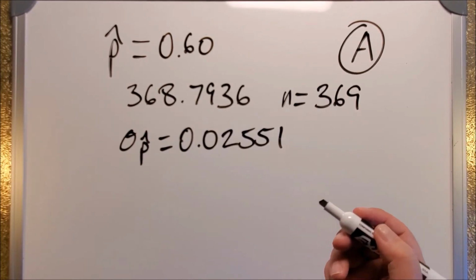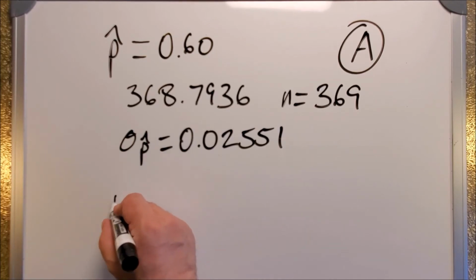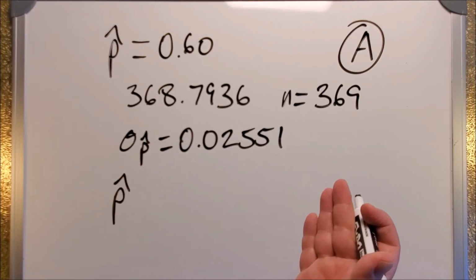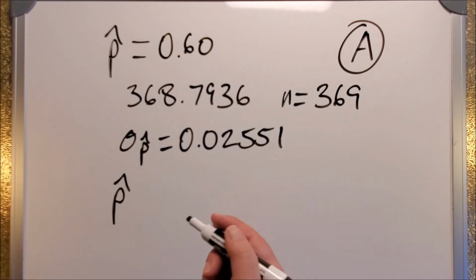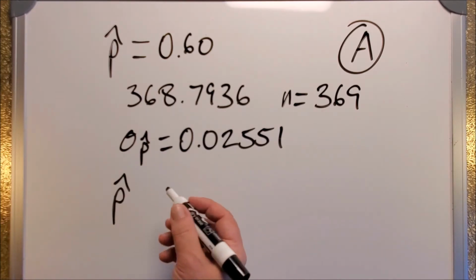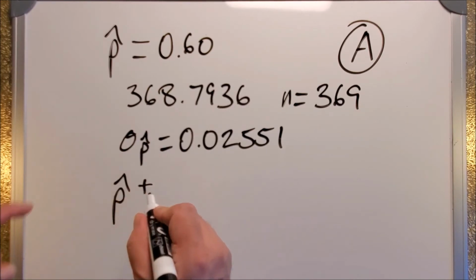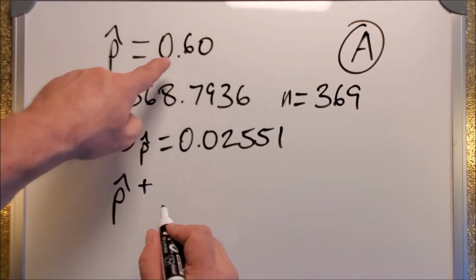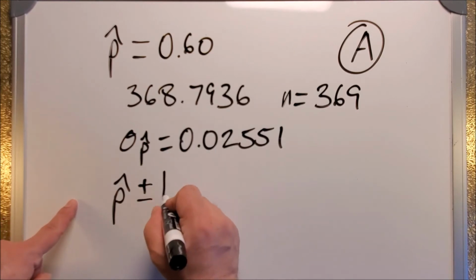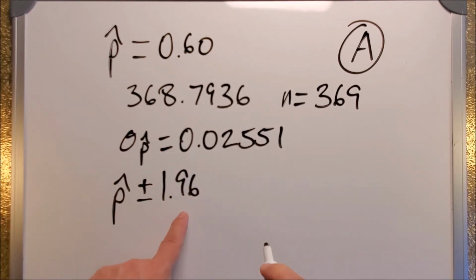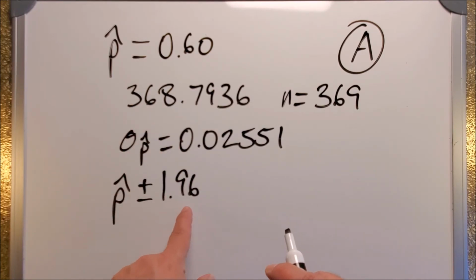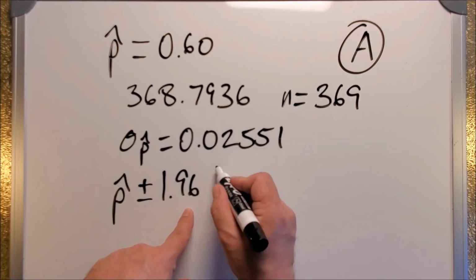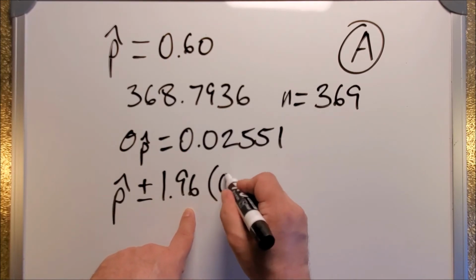Remember what our formula is. We want 95% confidence right now, because that's what I'm sticking with, because it's the easiest one and most common. We want 95% confidence, so I'm going to take my p hat, my sample result, my sample proportion, and both add and subtract 1.96 standard errors, because that's what we're working with in this video. And let's go ahead and fill that in.